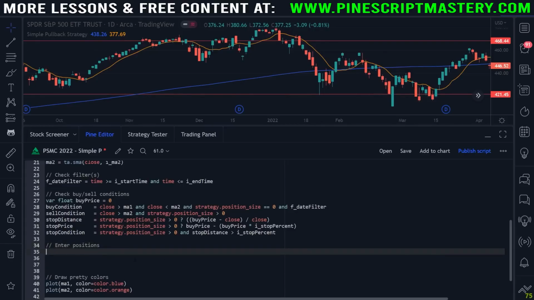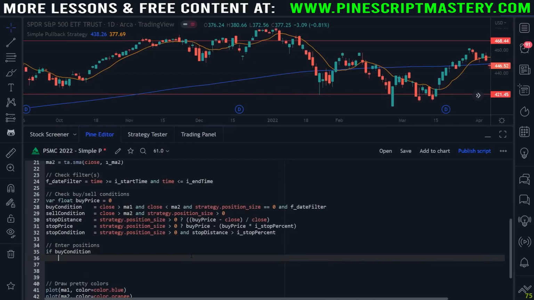So for enter positions, we're going to check if buy condition, remember Pine's case sensitive. So if buy condition is true, then we use the strategy.entry function to enter a trade. We need to give it an ID. So I'll just call this long. We're long only, remember? This is a long only strategy.